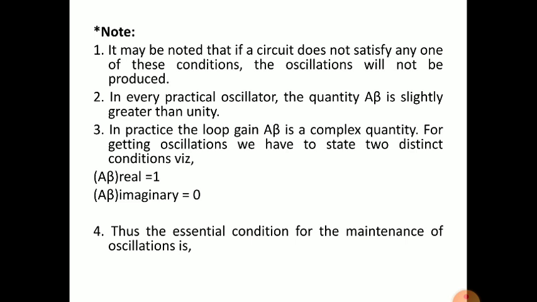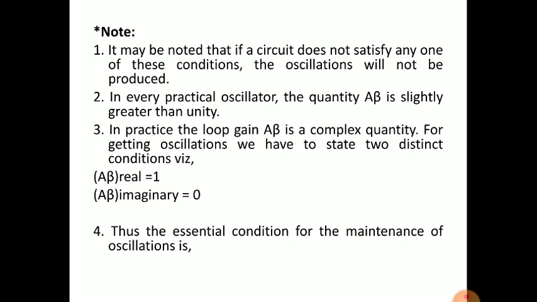In every practical oscillator, the quantity A beta is slightly greater than unity. This is practical. Actually, the Barkhausen criteria we mentioned are theoretical. But in practice, A beta is not exactly 1. It should be slightly greater than unity. In practice, the loop gain A beta is a complex quantity. For getting oscillation, we have to state two distinct conditions. That is, A beta real should be 1 and A beta imaginary should be equal to 0.